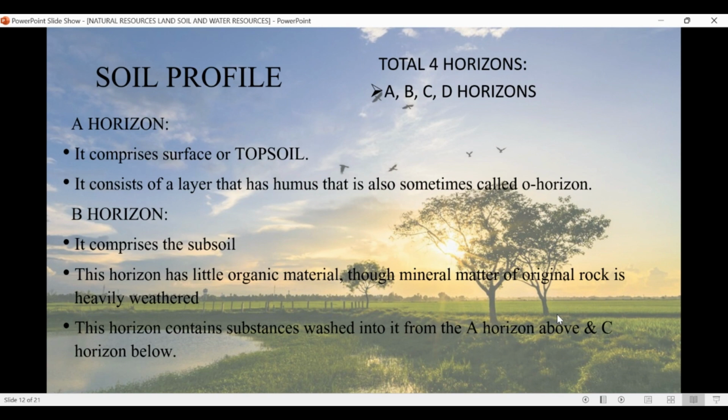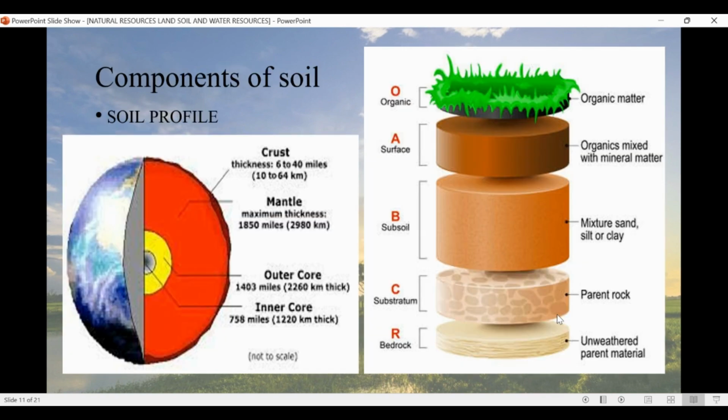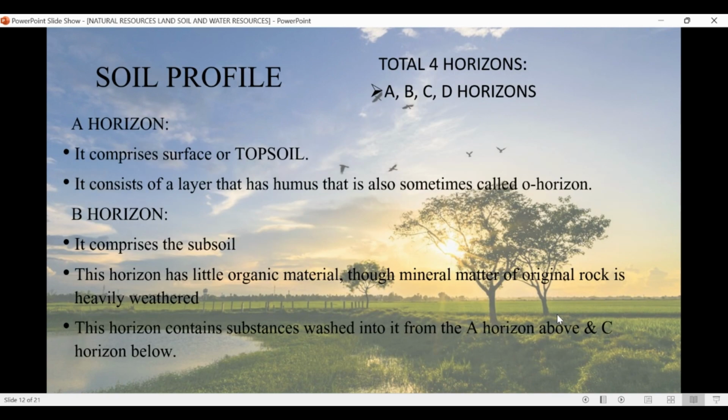As soil forms, horizontal layers develop within it. As shown in the figure, we can see that the layers of soil are there, and these layers of soil, or the horizons, make up the soil profile. So, let us understand the first horizon, that is the A horizon. It comprises the surface or the topsoil. Organic material and mineral matter decompose in this layer itself, and it is very rich in humus.